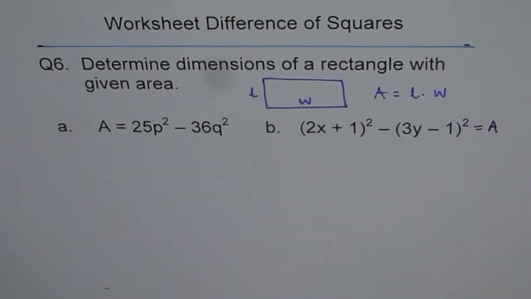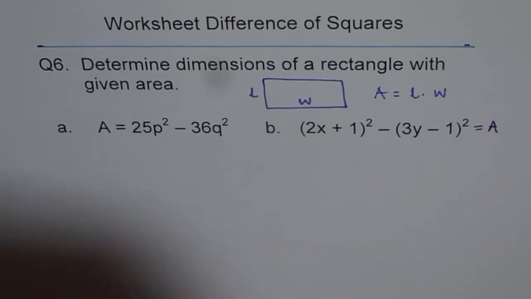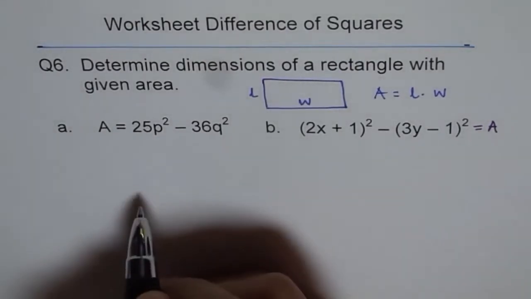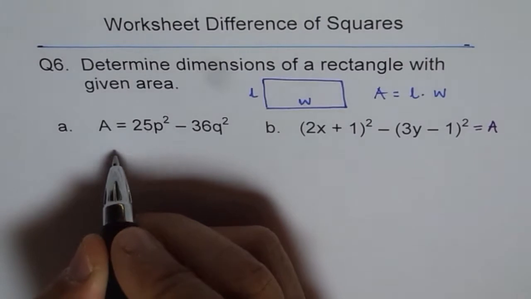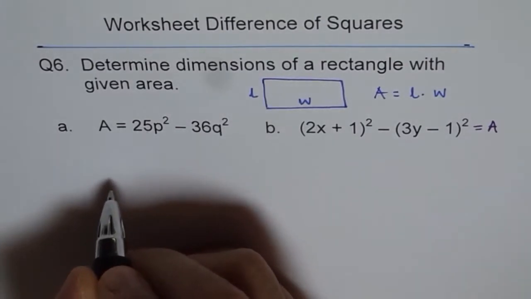Now depending on P and Q, the values of length and width could be different, right? So any one of them could be longer or shorter, right? So we can't make a judgment at this stage at all. Okay, so the idea is first factor. Now how to factor difference of squares? So that is an exercise here, and that is the application.